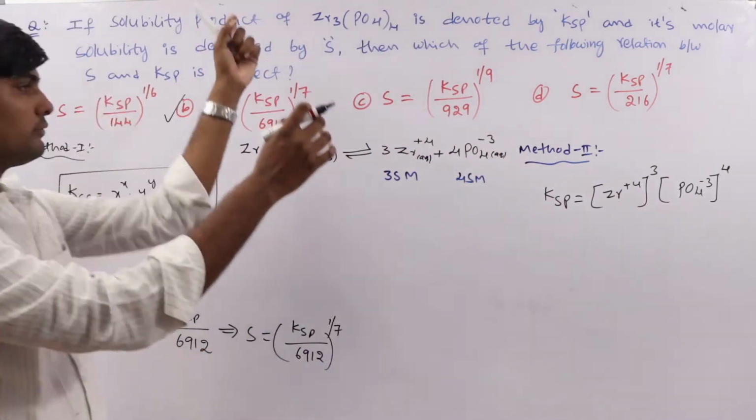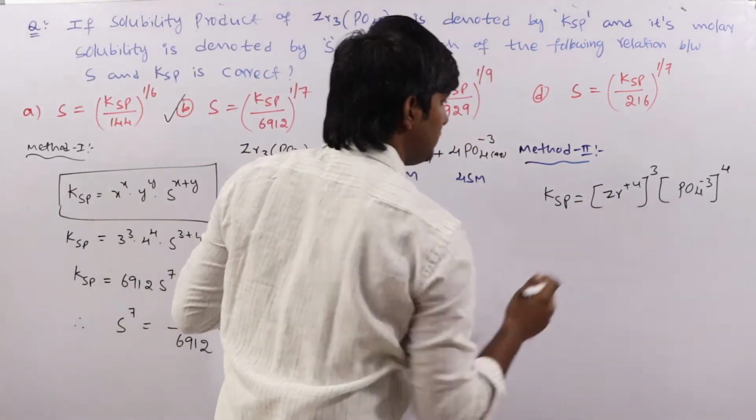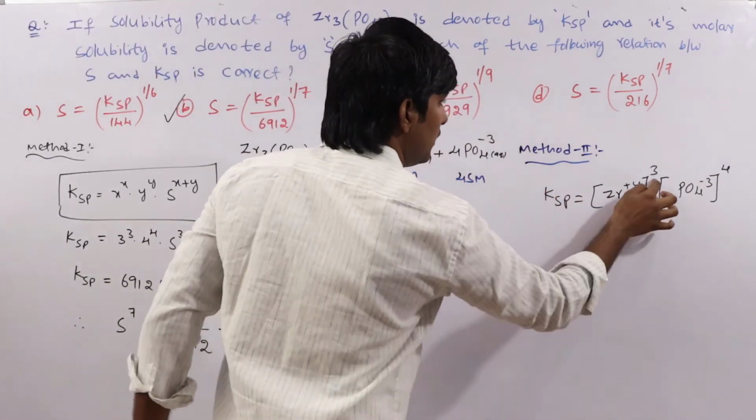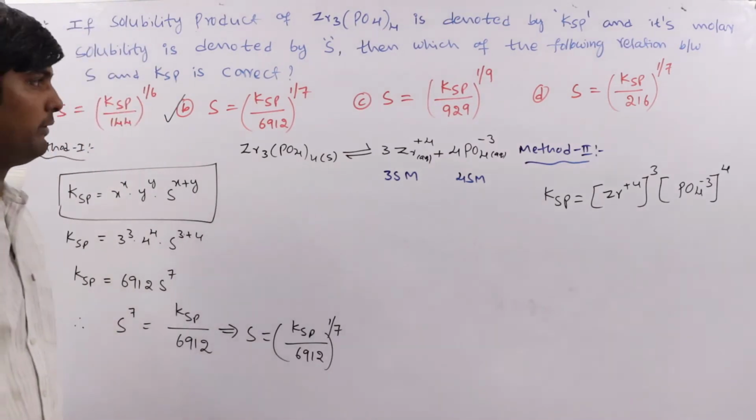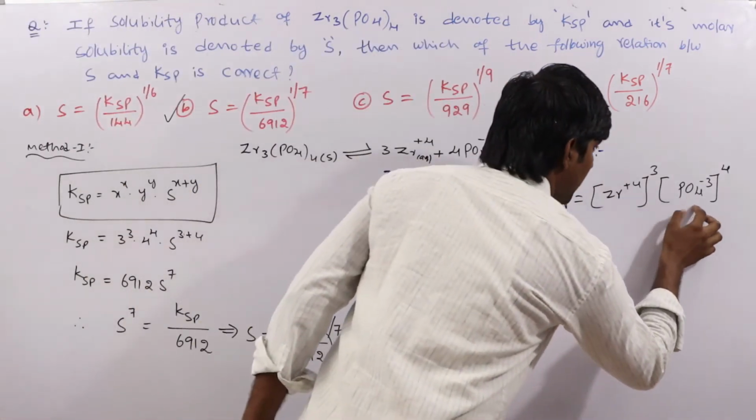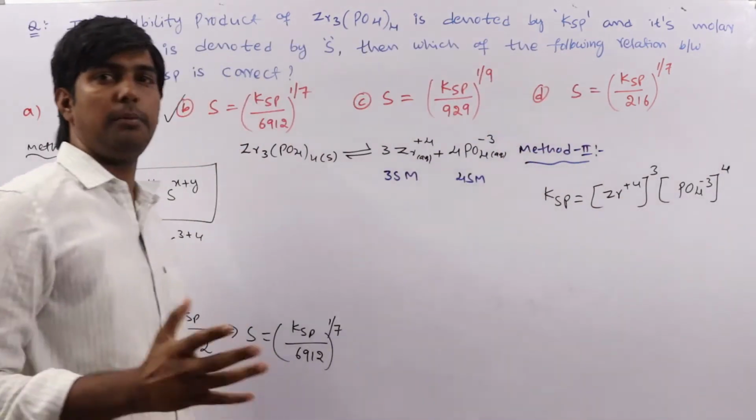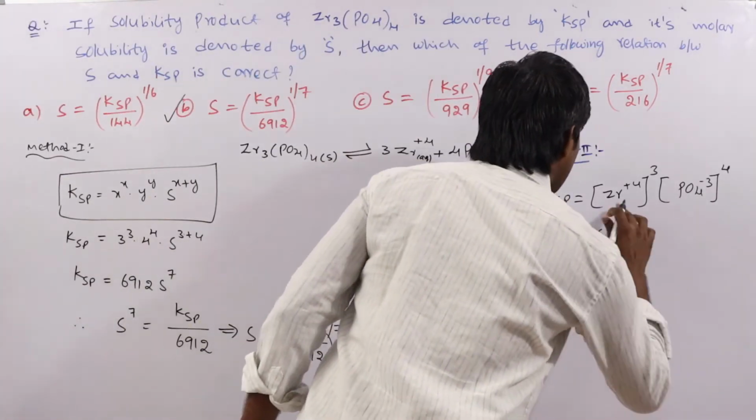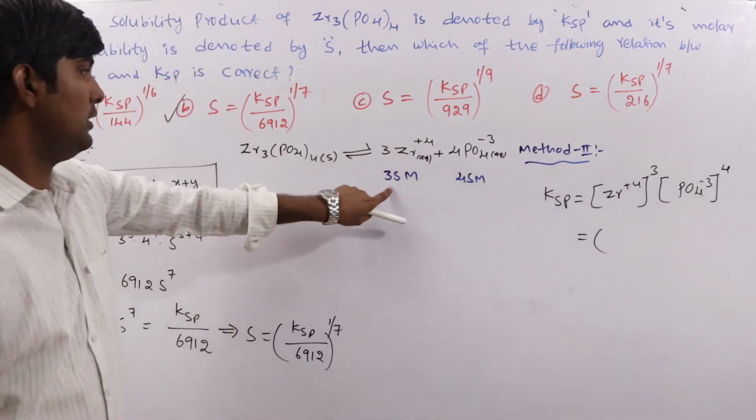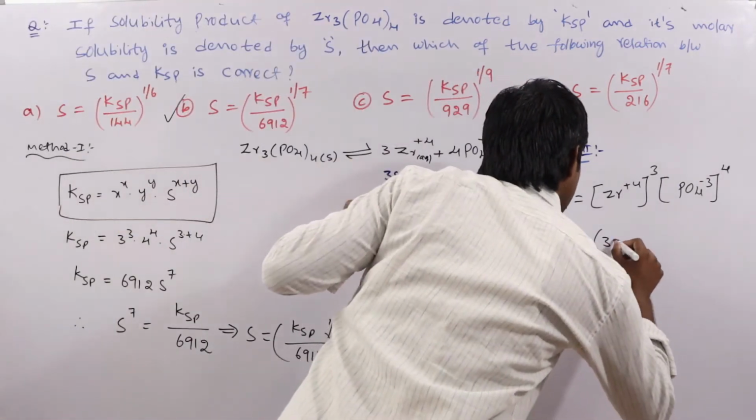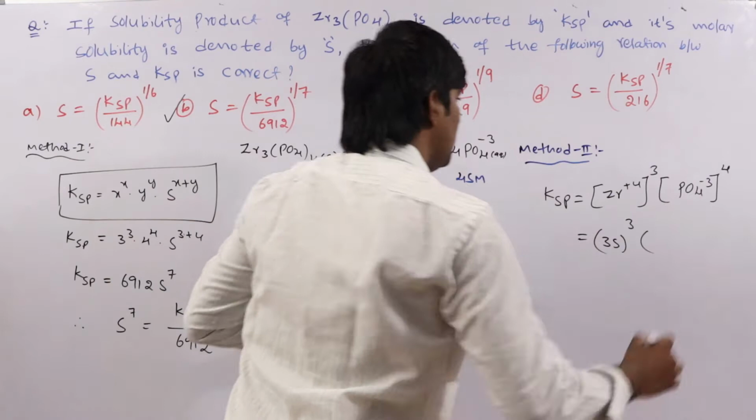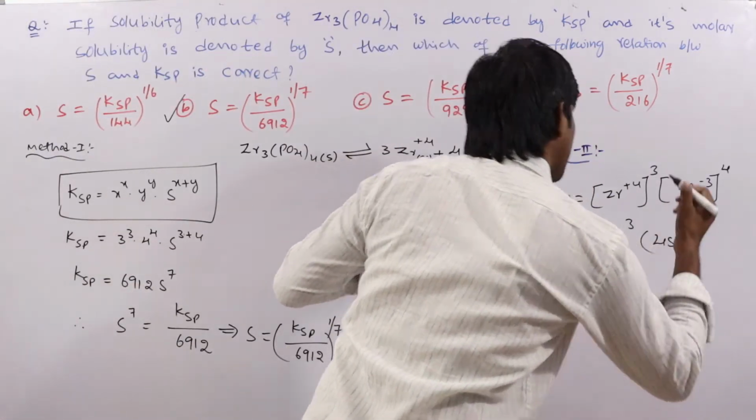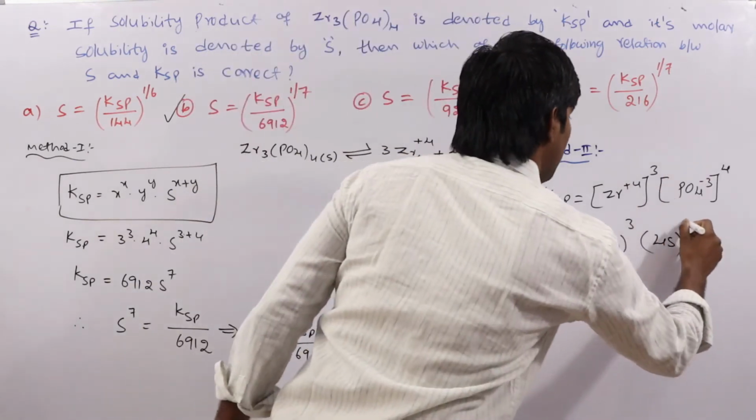How are we writing this? Very simple: concentration of cation whole power its stoichiometric coefficient, concentration of anion whole power its stoichiometric coefficient. Now, what is the concentration of cation? 3s molar, so 3s whole power 3. What is the concentration of anion? 4s molar, so write here 4s whole power 4.